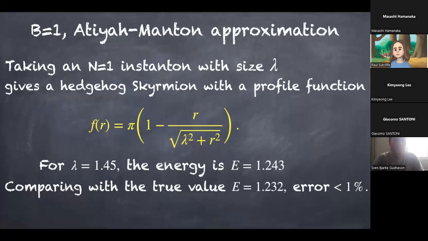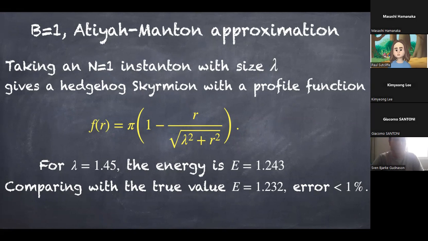So if you do this procedure, you can solve this differential equation in this case, because it's charge 1 and spherically symmetric. And you will get a profile function that's explicit. It's given there. So it still contains as a parameter the size of the instanton. So I said you have to choose the right instanton. In this case, it involves choosing the right size for the instanton. And if you choose the right size, so some value of this scale parameter lambda, then you find that this is a very good approximation to the 1 skyrmion, and the error is less than 1%.